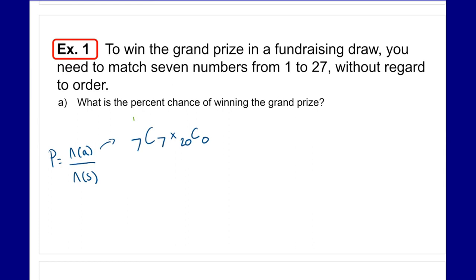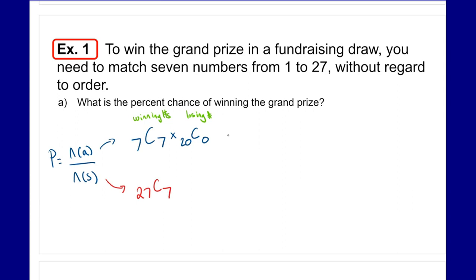So we've dealt with questions like this before. So we have our winning numbers. There's 7 of them, and we're choosing 7. And then there are 20 losing numbers, and we are choosing 0 of them. On the bottom, for the total number of outcomes, we have to look at, again, what are we doing in general? Well, in this case, we are selecting 7 numbers. So there are 27 numbers, and we're choosing 7 of them.